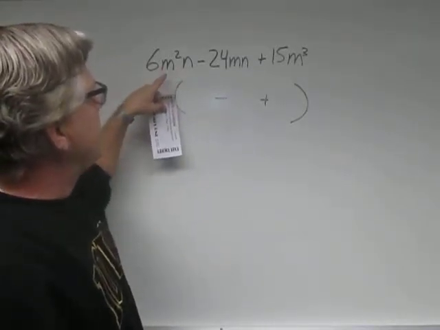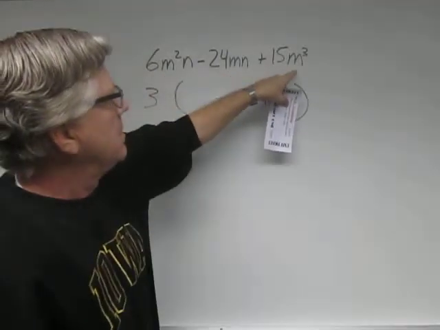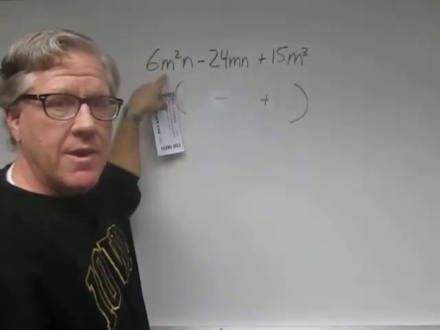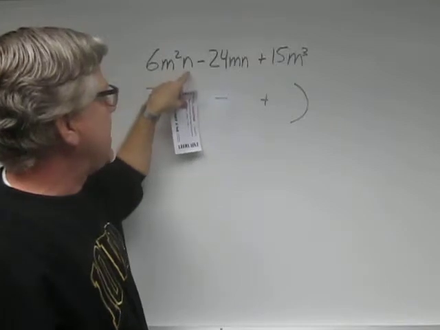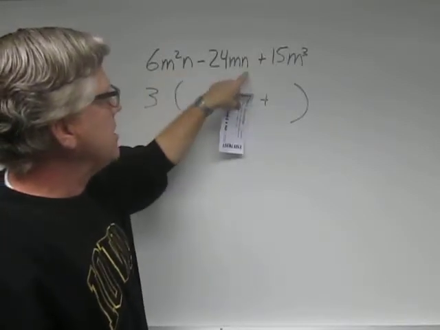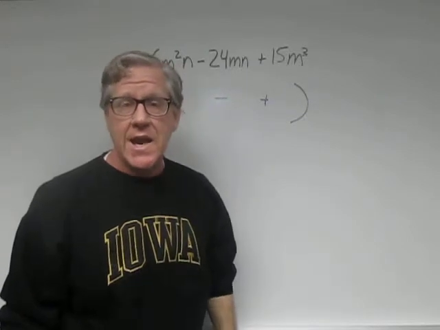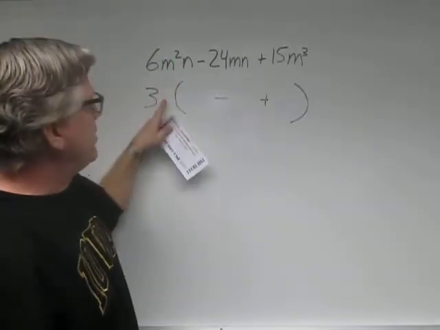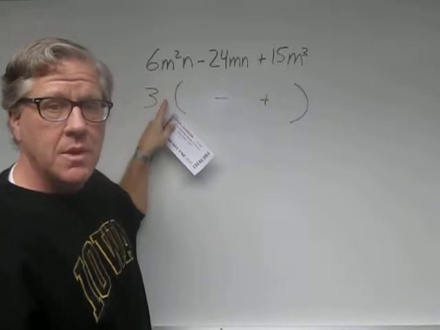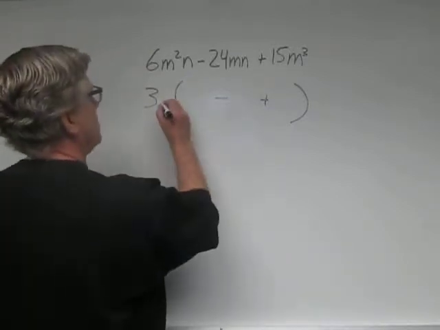Does each term have an m? It does, doesn't it? Does each term have an n? N here, no n here, so it's not going to be a common factor. So we can't take an n out of each one of those terms and put it out here, but we can do it with an m. Okay, so let's take an m out.